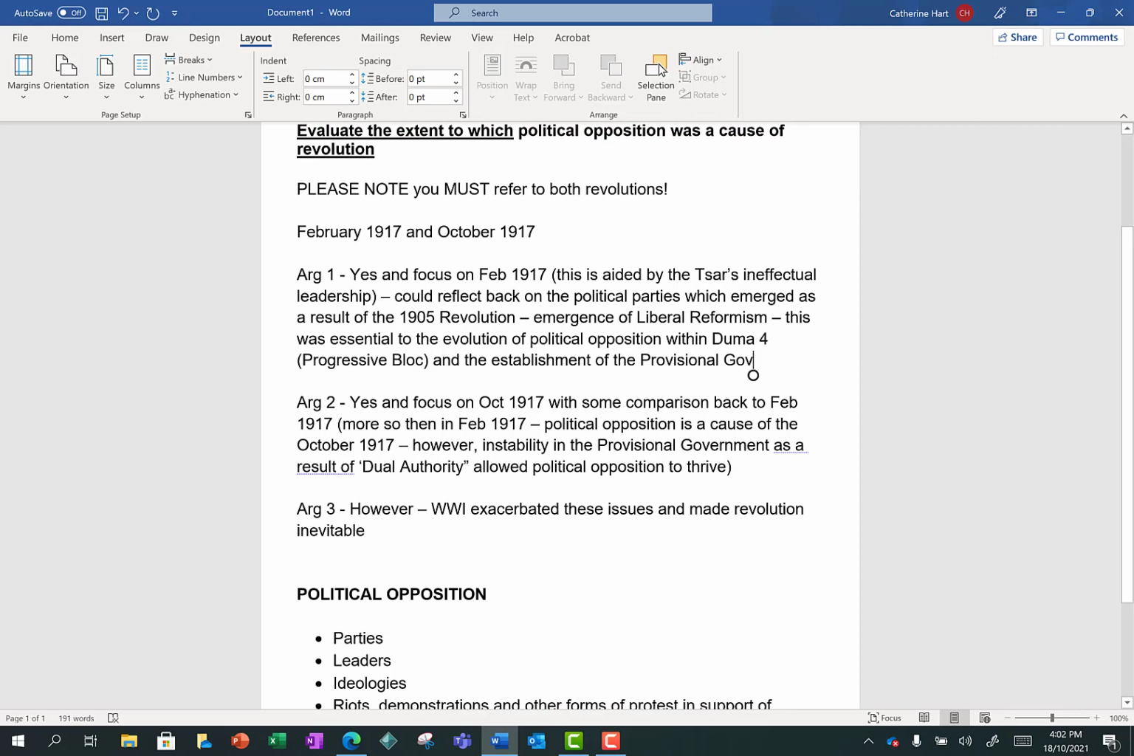So I've added here, you could reflect back on the political parties which emerged as a result of the 1905 revolution. The emergence of liberal reformism. This was essential to the evolution of political opposition within Duma 4 and the establishment of the provisional government. And these are the people that took down the Tsar. These are the people that wrote a letter to him demanding his abdication.